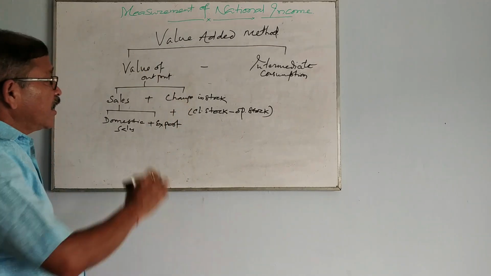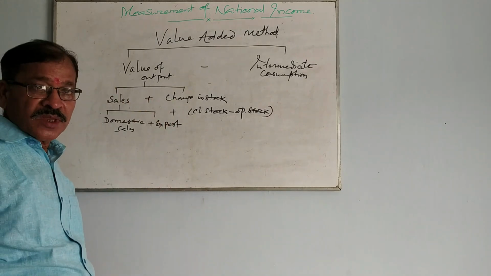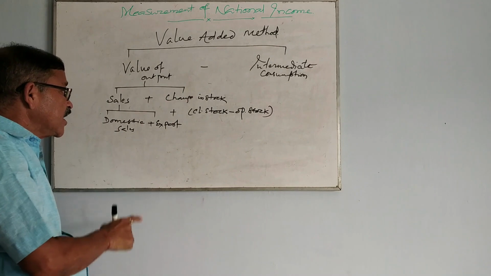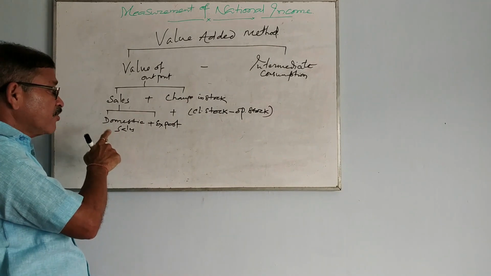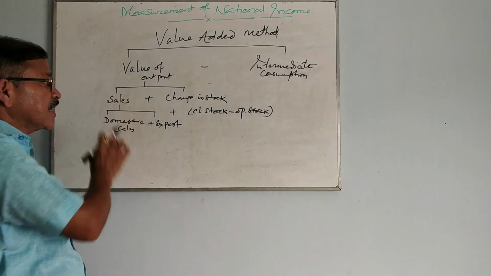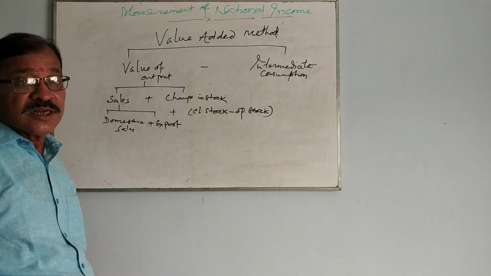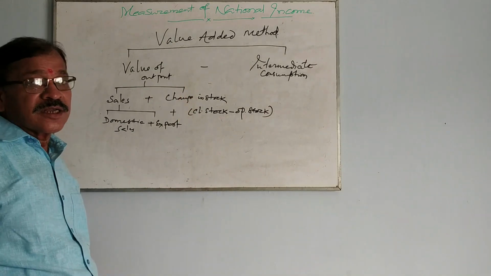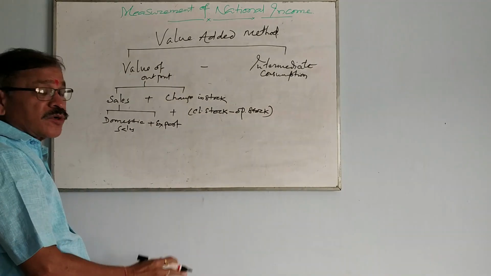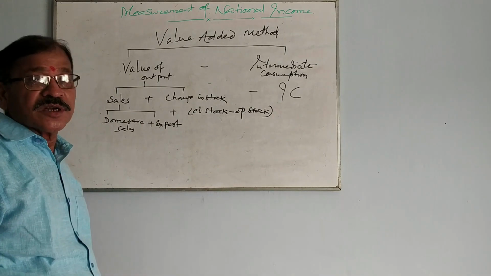Once again I repeat, if value of output you want to find out, then sales plus change in stock. How to find out sales? In order to find out sales, you have to add domestic sales plus export. Change in stock, if it is not given, how to find out? Closing stock minus opening stock, then you will get change in stock. Once you do all this, you will finally get value of output. Then there you subtract intermediate consumption.